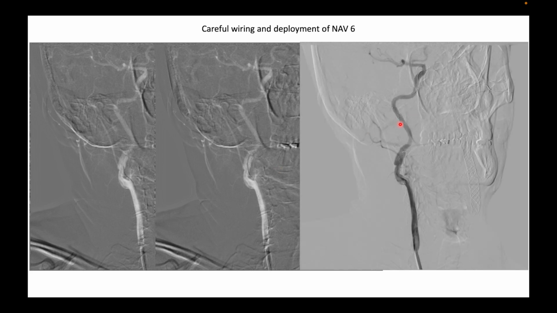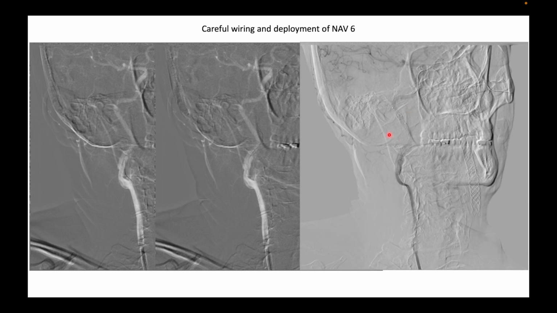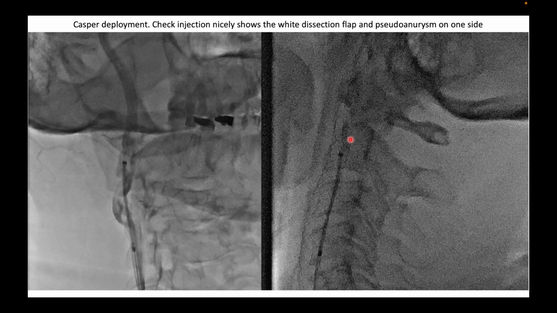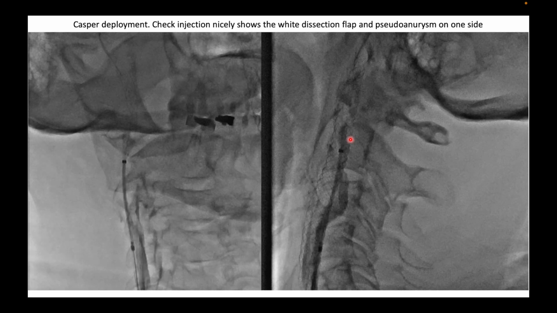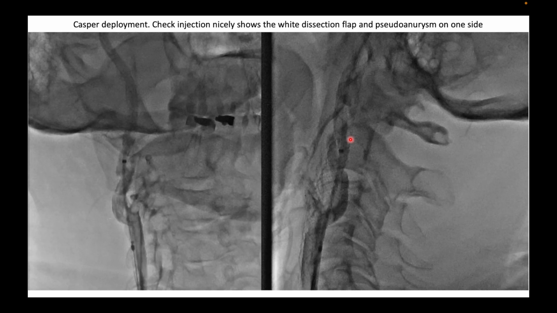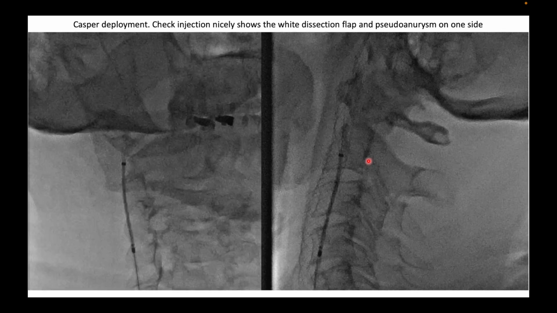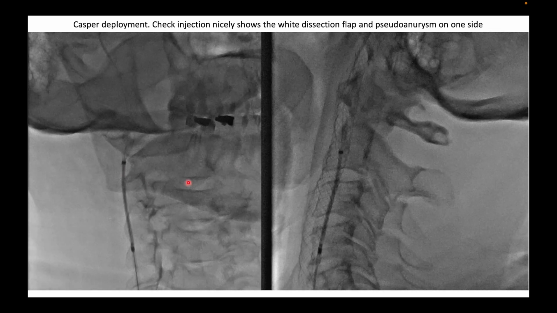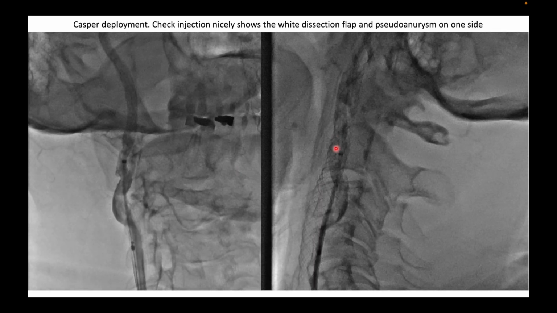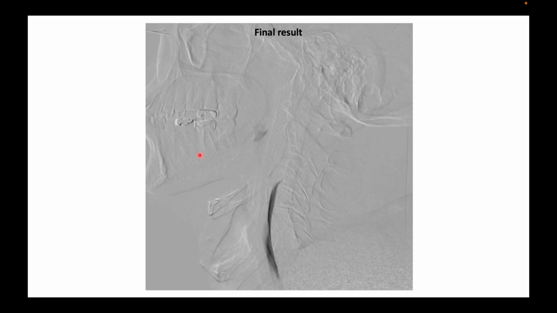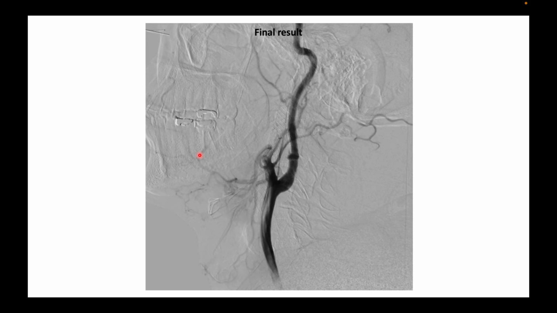That's the NAV6 filter which is visible over here. This is deployed. Now that's another Casper stent that has been brought in. This is the check injection, which is nicely showing the white dissection flap and pseudoaneurysm on one side of the stent. So you can see here the white dissection flap seen here, and similarly white dissection flap is seen here. So the stent has been placed, and this is the final result.